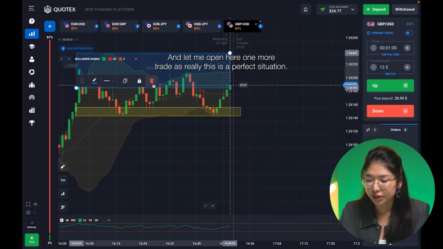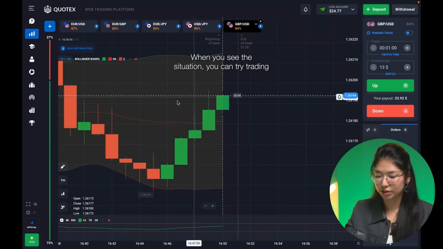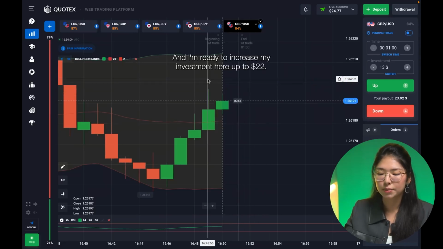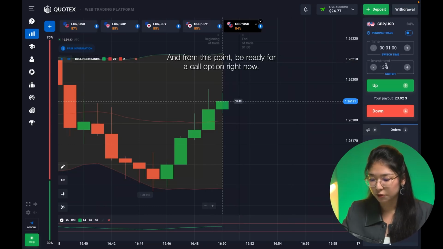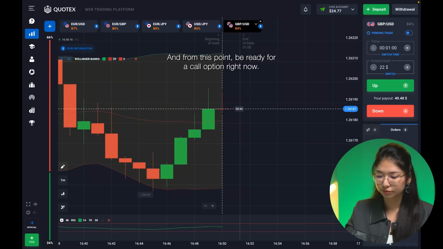So let me open here one more trade. This is a perfect situation. When you see the situation, you can try trading between the supply and demand zones also. And I'm ready to increase my investment here up to $22. And from this point, be ready for call option right now.